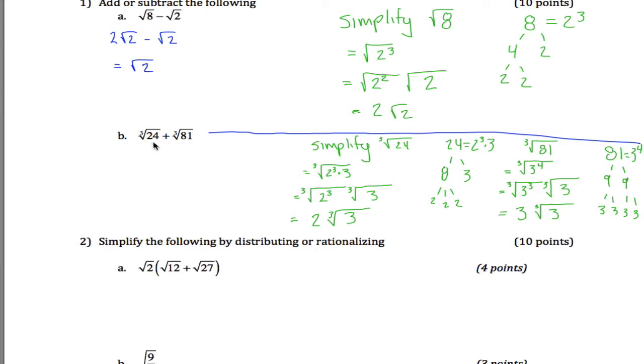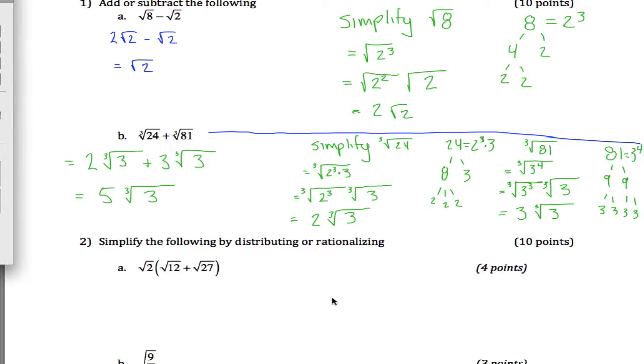So the cube root of 24 is really 2 of these cube root of 3 things. And the cube root of 81 is really just 3 of these cube root of 3 things. So I have 2 of them, now I have 3 more of them. In total, I got 5 of these cube root of 3 things. So this right here would be my answer.